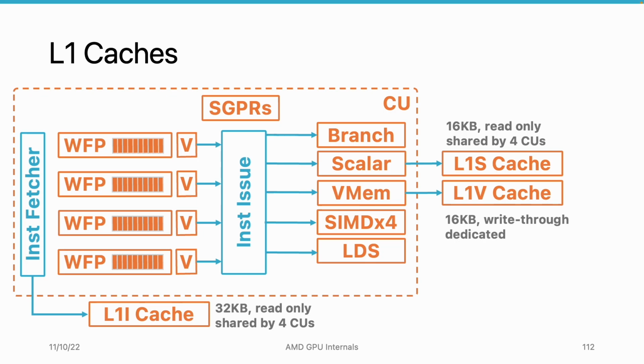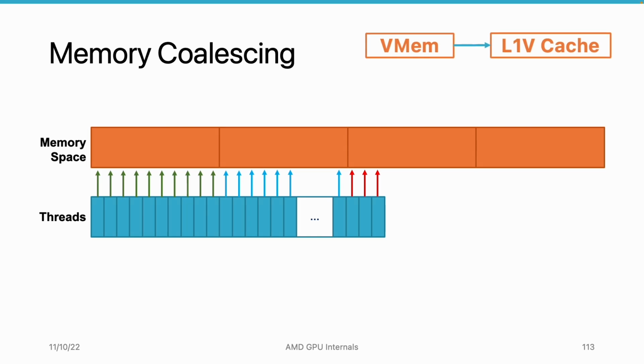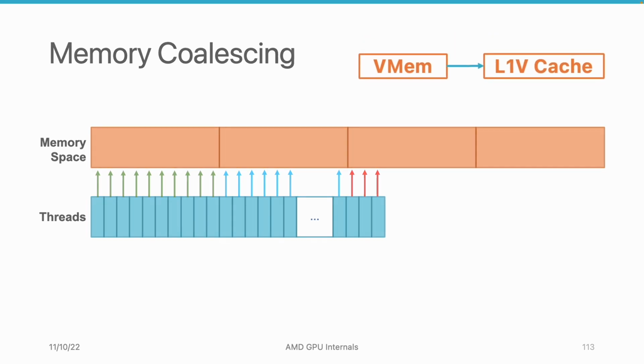Different GPUs may have different configurations and different sizes. These sizes are for the R9 Nano GPU. So you can check the specification of the GPUs that you are using for the exact cache sizes. These caches are fully transparent to programmers, so if you write a program, you cannot really directly manipulate those caches. One important concept that is very special for GPU computing is called memory coalescing.